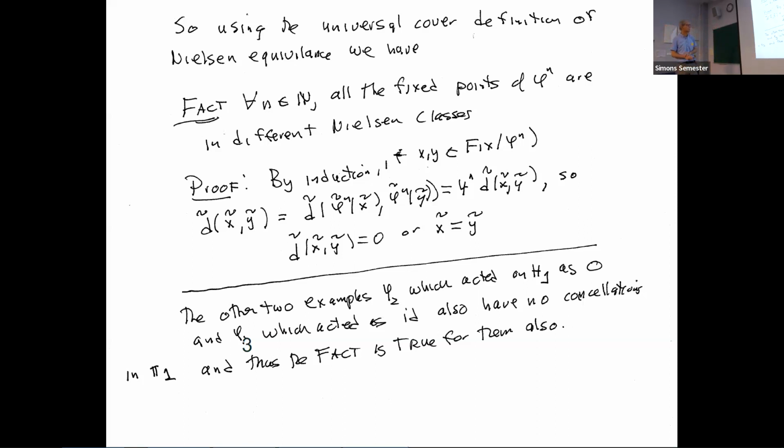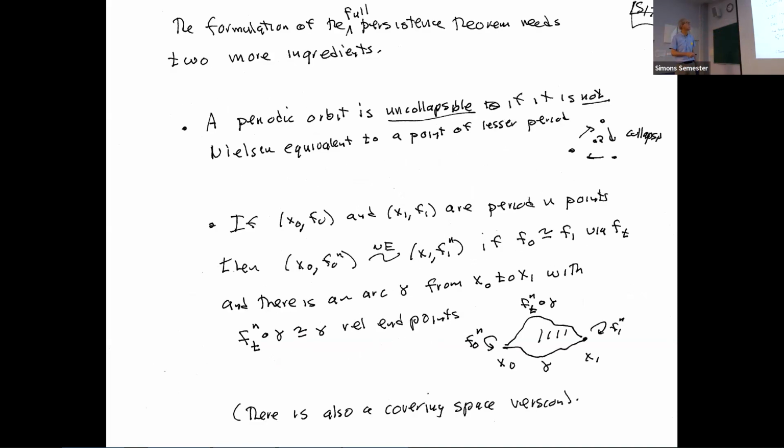All right, the other 2 examples I included in the talk because even though they act trivially on H1, they also have no cancellation and they also have growth in the cover. All right, so what I state here is also true for my other 2 maps, irrespective of the fact that they act trivially on homology. All right, so this is what I claimed before. If you know these particular maps, Lefschetz doesn't give you much information, but Nielsen gives you a lot of information.